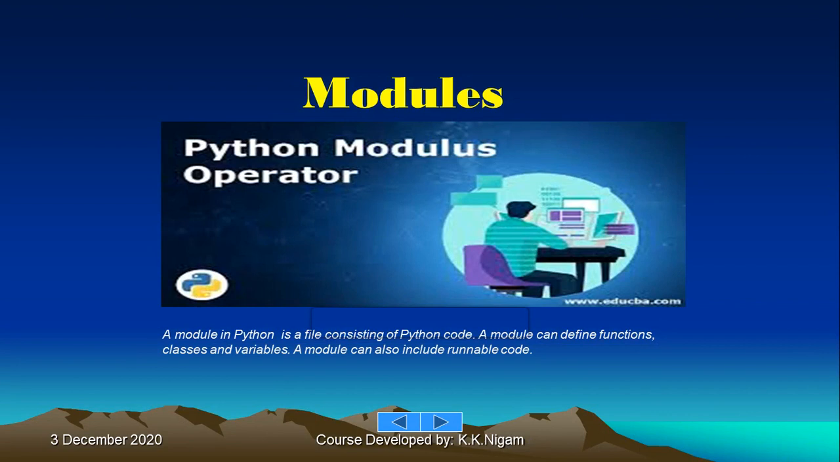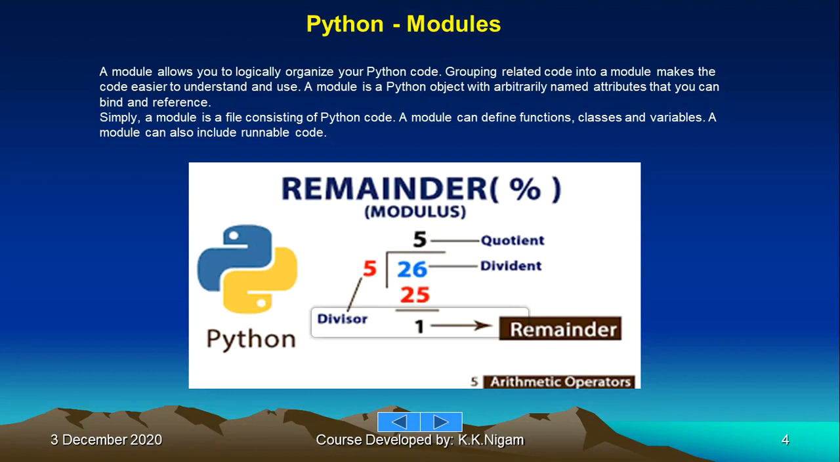There are various modules which are available. A module in Python is a file consisting of Python code. So you can use the module option and write your program in module form. A module can define functions, classes and variables. A module can also include runnable code. So a module allows you to logically organize your Python code. Grouping related code into a module makes the code easier to understand and use. A module is a Python object with arbitrarily named attributes that you can bind and reference.